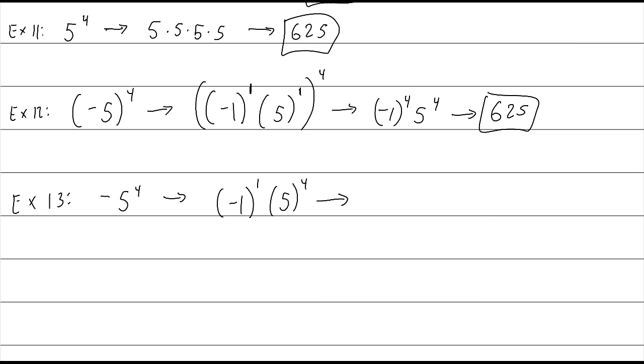What happens here? Well, -1 stays. 5 to the fourth power is 625. This one gives me a -625. Okay, so you see the parentheses make a difference. The negative here occurs 4 times, and therefore it cancels out. The negative here is not attached to this exponent 4, and so it does not cancel out.